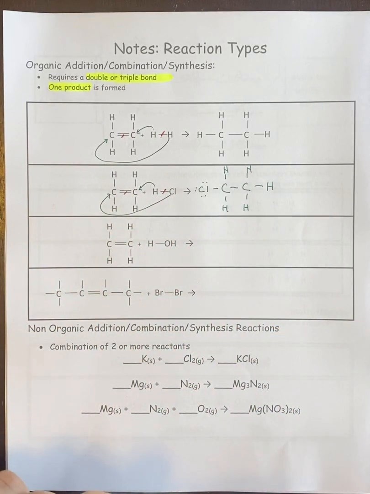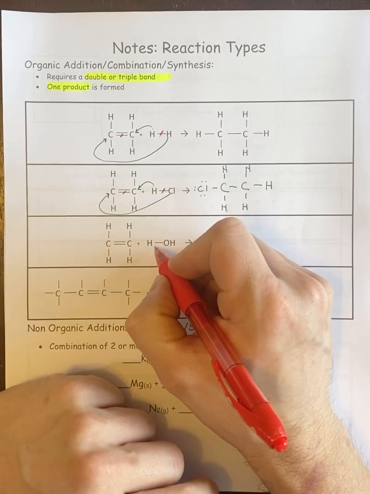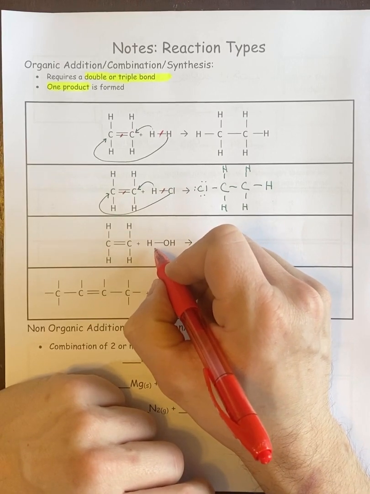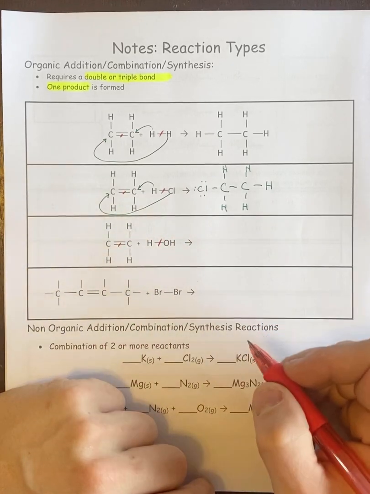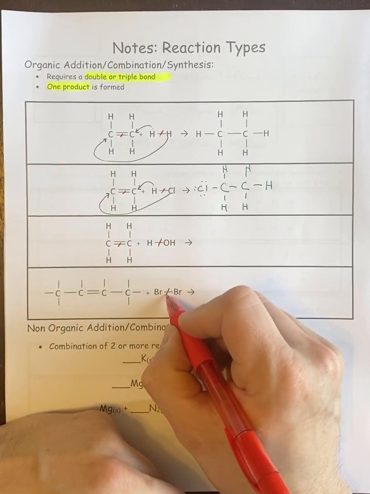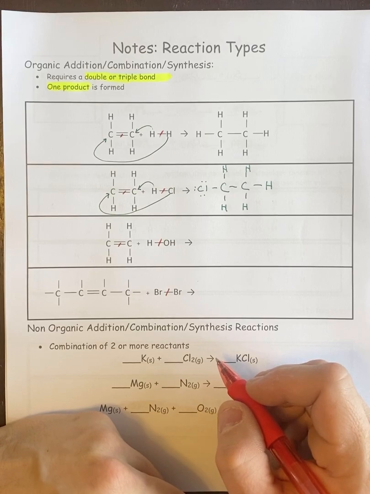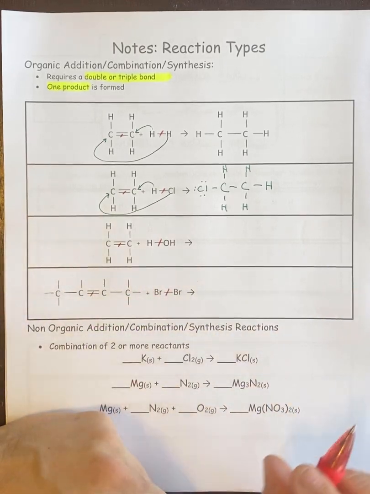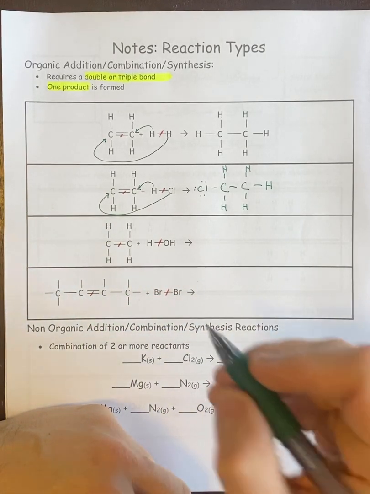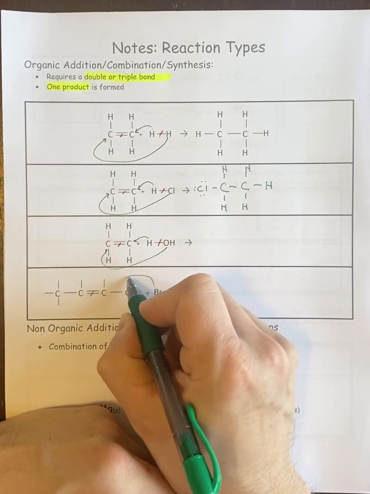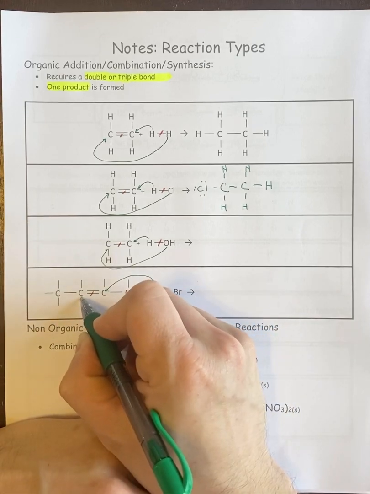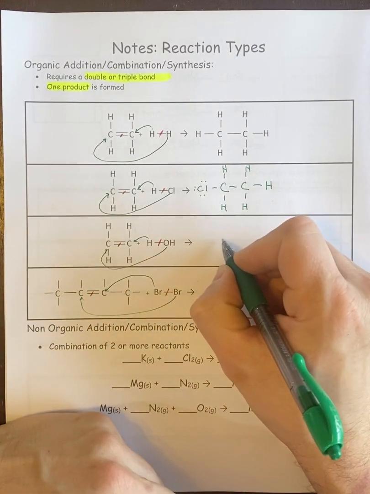I'm going to do the next 2 as well. For these guys, it's H2O, so it doesn't matter how you break it. You're going to break it up into an H and an OH, and then you're going to break the bond between the C's, and then down here we break the bond between the Br's, and then we break the bond between the C's. One H goes to one carbon, the OH goes to the other, and in this case a Br goes to one carbon and a Br goes to the other. So you end up with this.